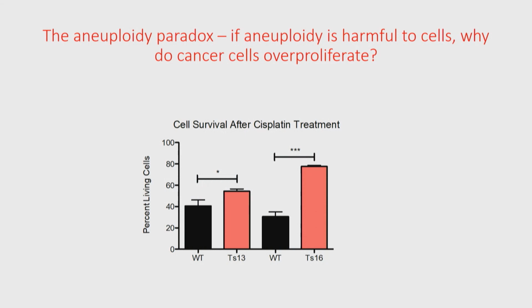I'm showing you here one very small piece of data where we're looking at the ability of aneuploid cells to survive the treatment with a very traditional chemotherapeutic called cisplatin. And in black, you see the survival of normal euploid cells, and they survive less well than, for example, these two aneuploid cell lines shown here in red.